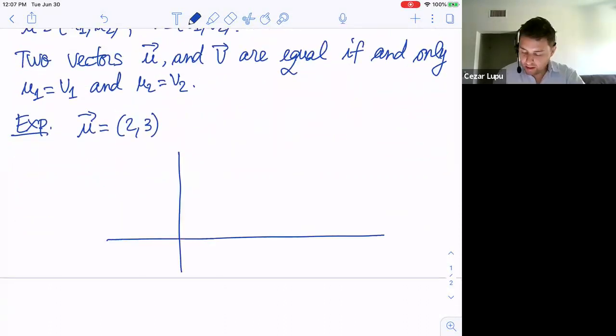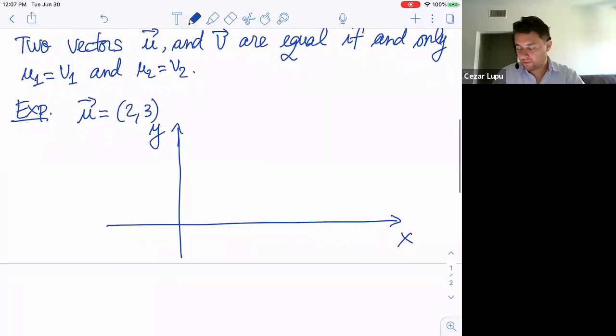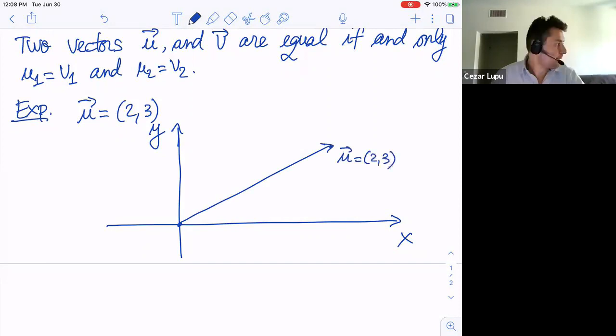So you'll have something like this. So here is the vector. And here is the terminal point. Let's say u of components 2 and 3. Right? So that's the vector 2, 3, right? So it's the segment from the origin to the point of coordinates 2 and 3, as you can see it now, right?